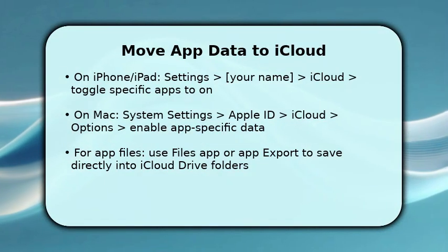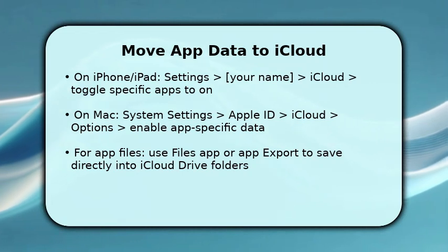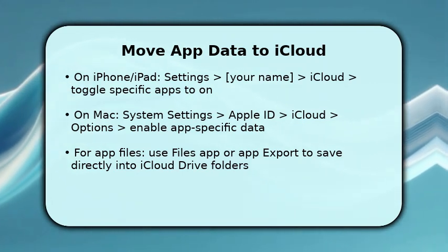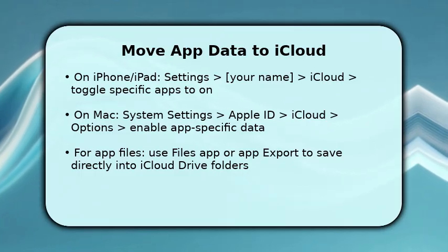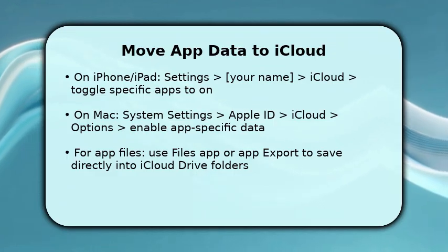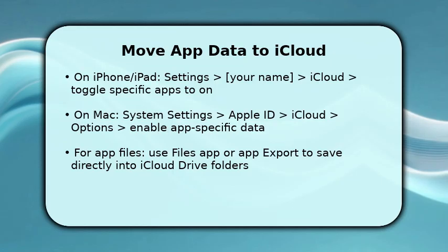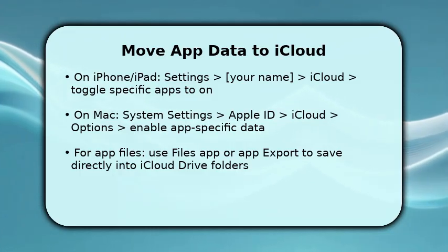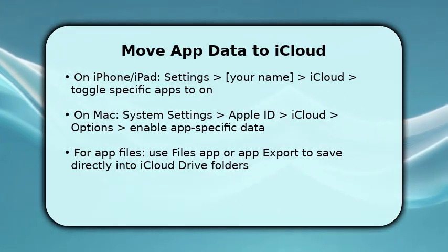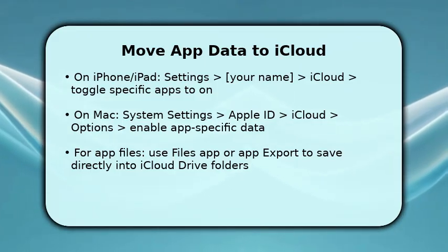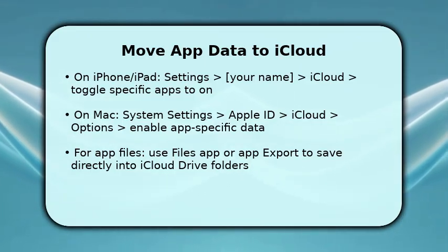Now move the actual app data into iCloud. On iPhone or iPad, tap Settings, your name, iCloud, then toggle the apps you want to sync. On Mac, go to System Settings, Apple ID, iCloud, click Options and enable app-specific items. For apps that store documents or media, open the Files app or the app's Export/Save dialog and choose an iCloud Drive folder. This places files directly into cloud storage. Make sure sync finishes before closing the app. Look for status indicators or a small cloud icon.